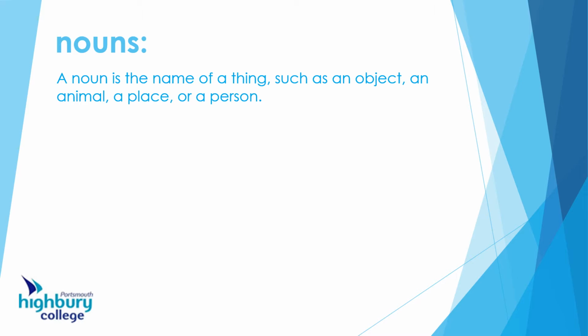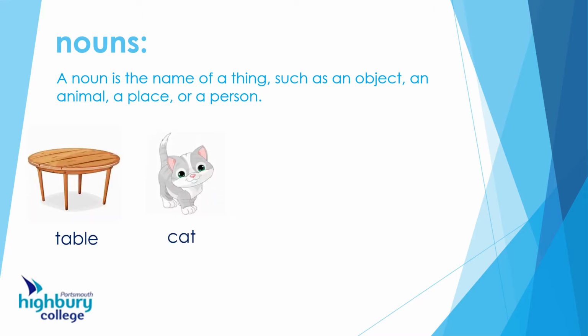A noun is basically the name of a thing. It could be an object, an animal, a place, a person, something you can see and touch. Sometimes it's things that you can't see or touch. Here are some examples.